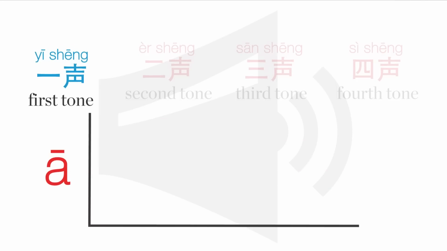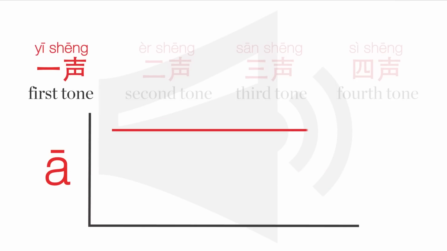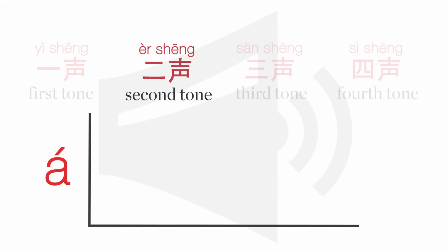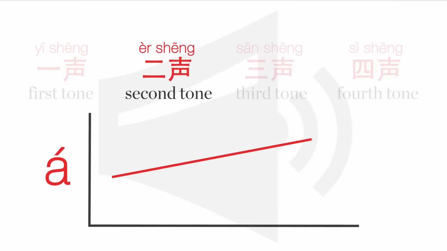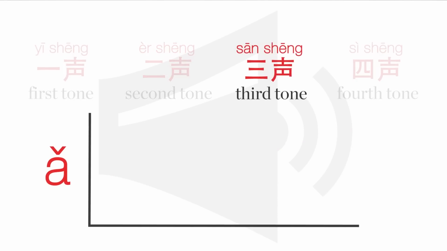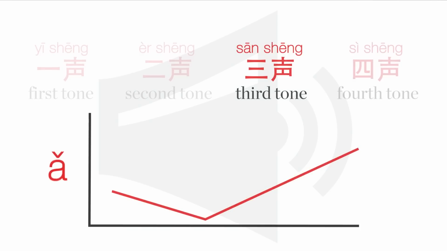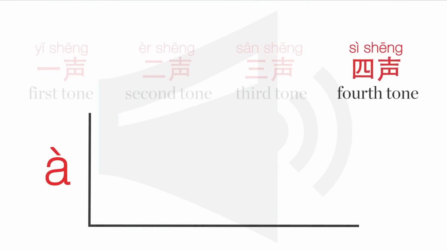First tone, 一声, is high and steady. Ah. Second tone, 二声, starts with a little lower pitch and goes up. Ah. Third tone, 三声, is even lower. It first dips down, then rises. Ah. Fourth tone, 四声, starts high, then falls sharply. Ah.